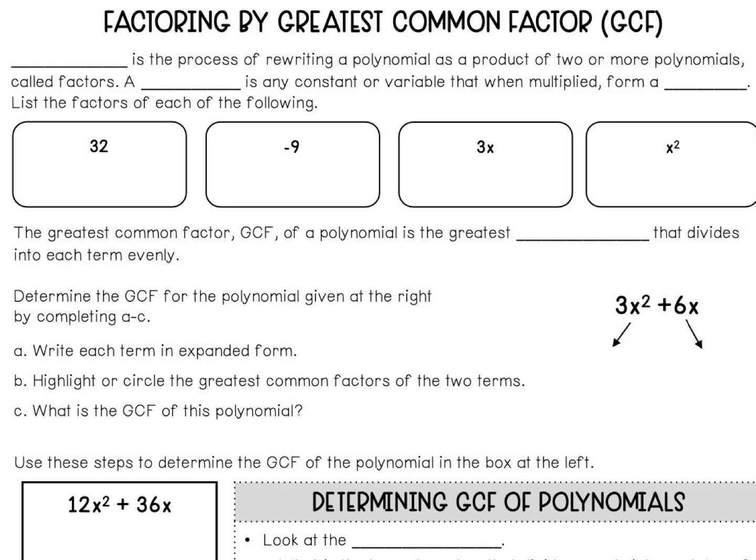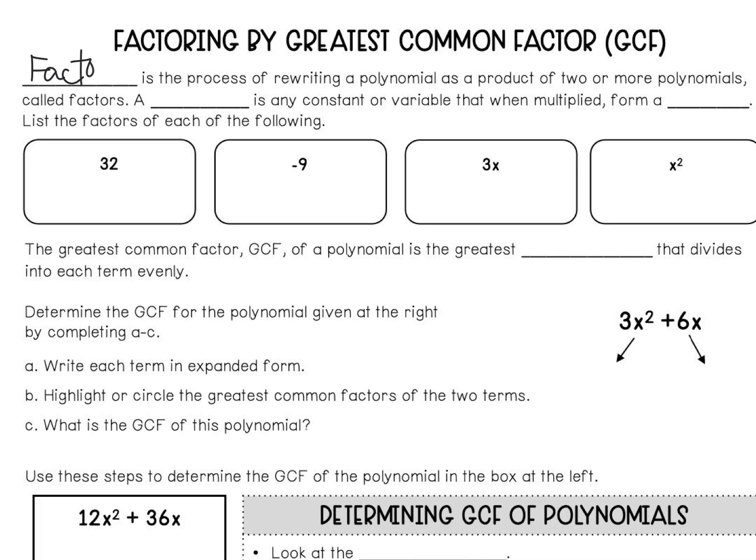Factoring is the process of rewriting a polynomial as a product, right? When we factor, we're writing it as a product of two or more. So that's where we're getting this. Before we were multiplying those, right? So now we're going to go the opposite.